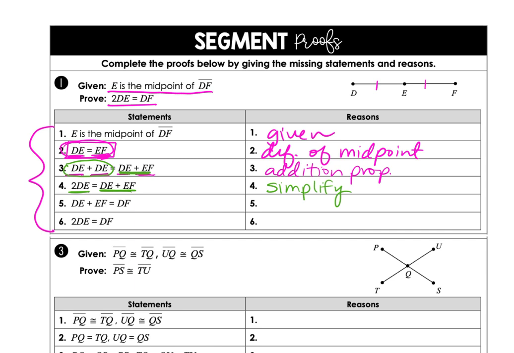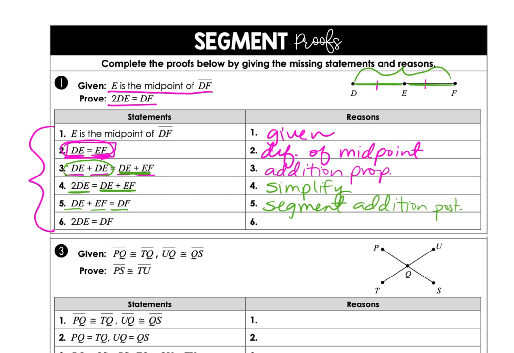I don't like how they did this. Oh, I see. How do we know that DE plus EF equals DF? How do I know that this plus this equals that? It's not a definition, it's a postulate. It's the segment addition postulate. The part plus the part equals the whole thing. So that's segment addition postulate.